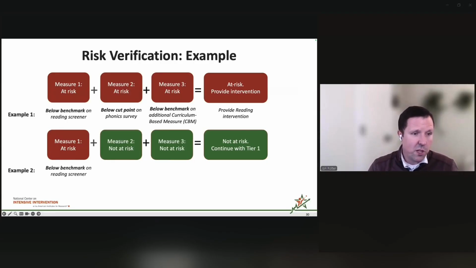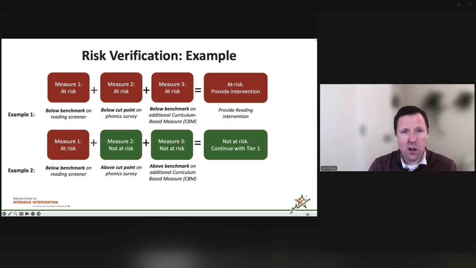Alternatively, we have a student who's below benchmark on the reading screener, but maybe they pass that phonics screener, they do great on it. They're above benchmark on the other curriculum-based measure we have. And so we decide for that student, we're going to continue with tier one and we're going to monitor. Maybe once a month, we're going to give another progress monitoring probe just to make sure. But this is probably a kid who doesn't need a reading intervention.